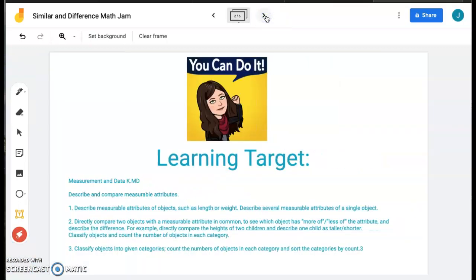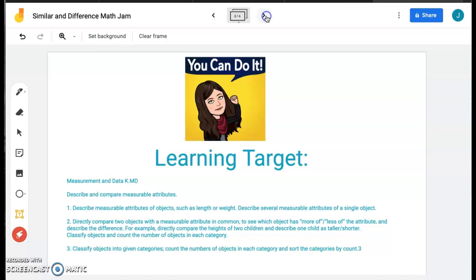Our learning targets that we're going to look at: we're going to describe and compare our measurable attributes. So we're going to look at different objects and we're going to look at different things within that object. And then once we do that, we will see if there is more of or less than within those objects. And we will divide them into categories.